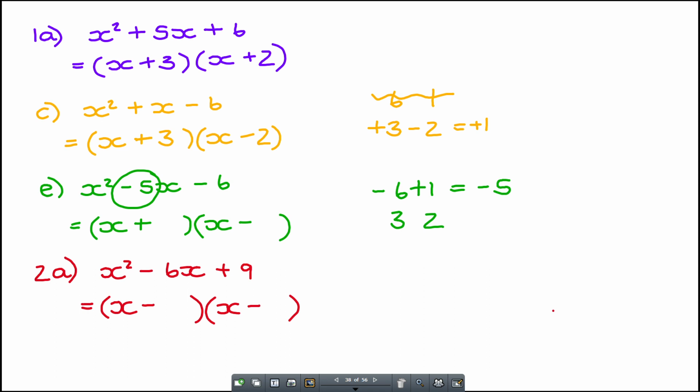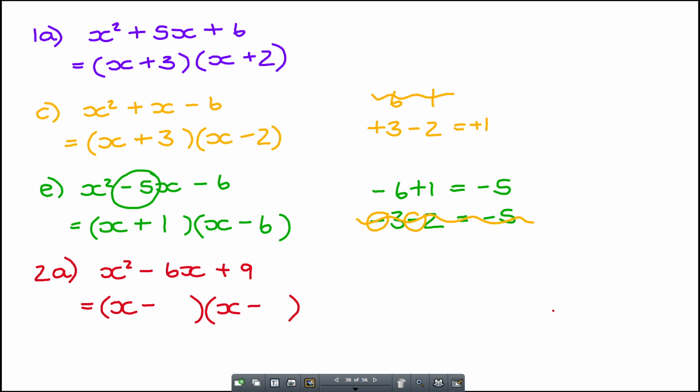Now, I just quickly want to show you guys. I could say minus 3 minus 2. That would also give me minus 5. But have a look at my signs, a minus and a minus. And what do I have here? A plus and a minus. So that's why this one doesn't work. Okay. So x plus 1 and x minus 6.